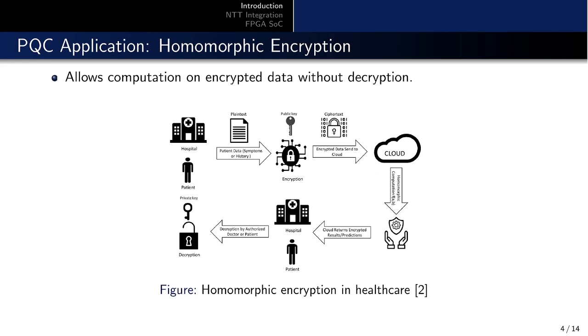The main problem with homomorphic encryption is that working on encrypted data is very slow, so it's 4 to 6 times slower than doing computations on raw data. So there is a need for hardware acceleration in this part.